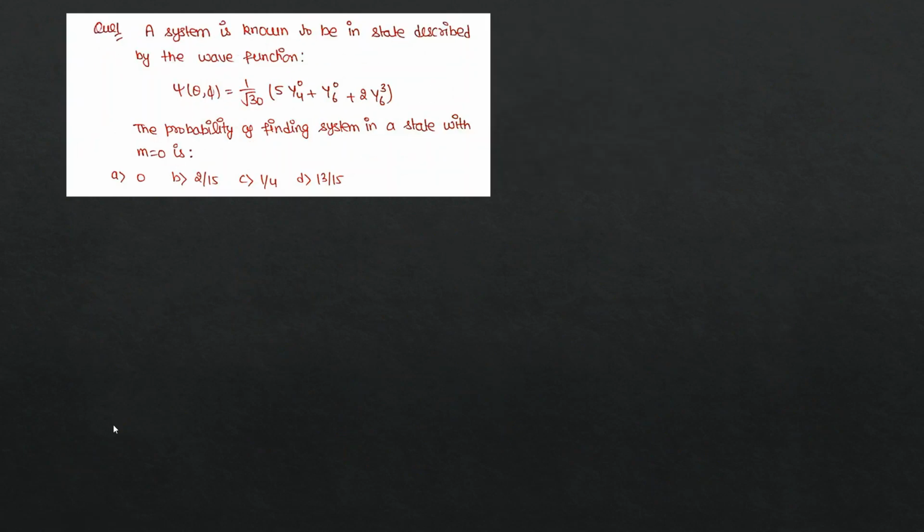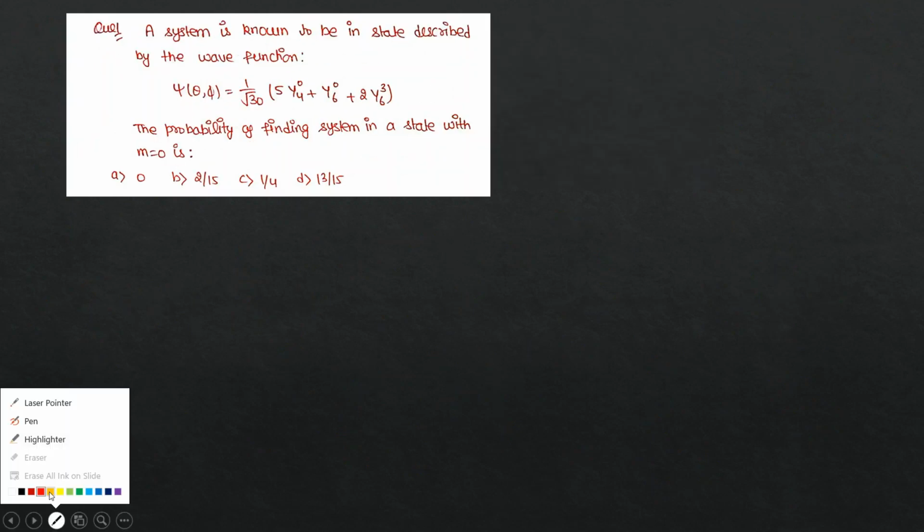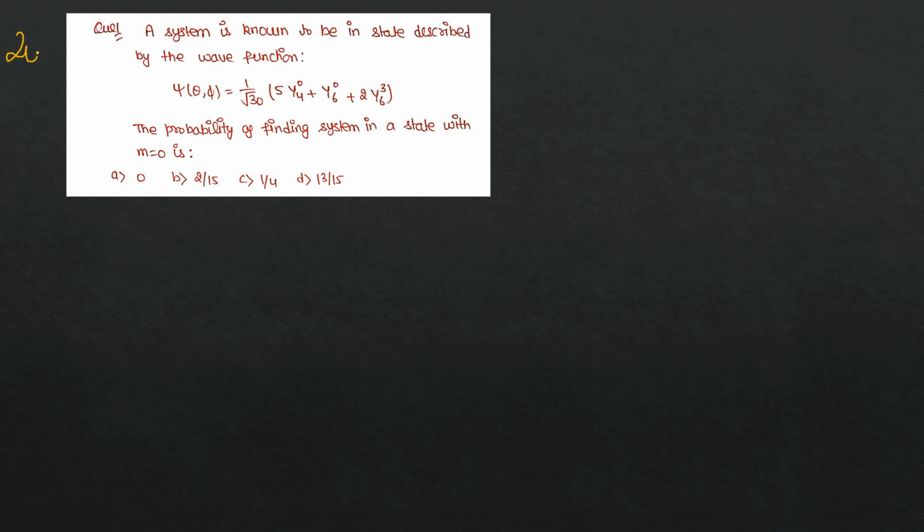Here is question number 20. A system is known to be in a state described by the wave function psi(theta, phi) = 1/root 35 (Y40 + Y60 + 2 Y63). This is written in the form of spherical harmonics, that is Ylm. This one is L, this one is M. The probability of finding the system in a state with m equal to 0 is how much?